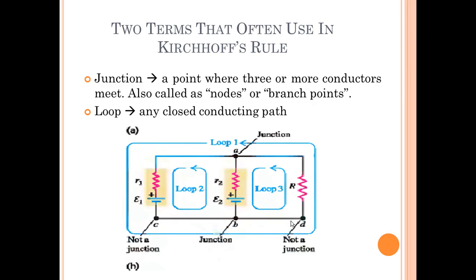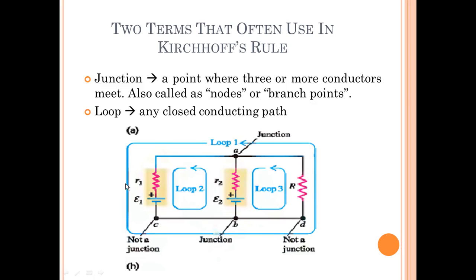Now, for the second term, we refer to the next term as the loop. The loop is any closed conducting path in the given circuit. For example, in this illustration, we actually have three loops in this diagram. The first loop could be this one. This is loop number 2, although it is labeled here, this could be equally labeled as loop number 1, and this is loop number 2, and the outside loop could be loop number 3. Of course, the labels could be assigned to any of the loops, such as what you see here in the diagram.